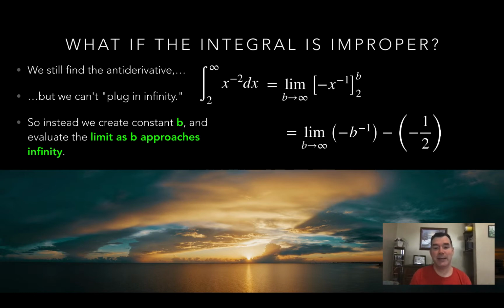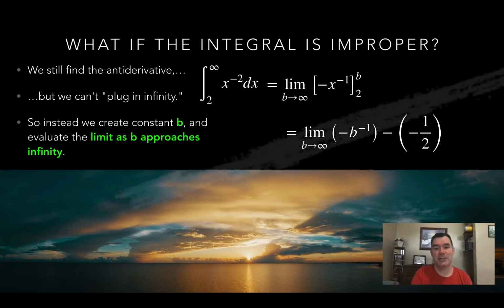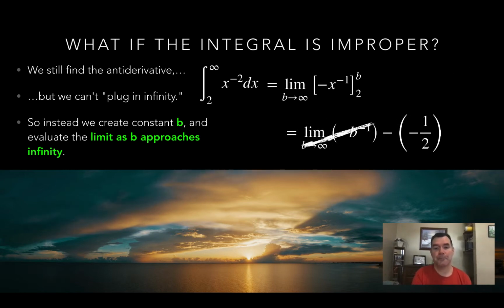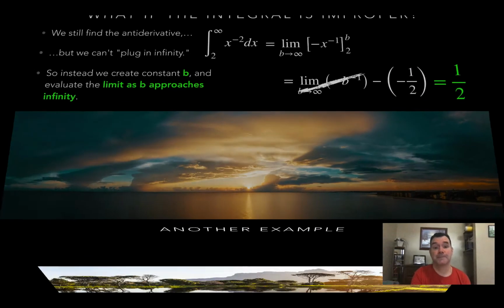So that gives me the limit as b goes to infinity of negative b to the negative 1, which is what I get when I plug that b value in, minus whatever I get when I plug that 2 in, which is just negative a half. I don't need to use a limit for that because it's just staying at 2. It's not approaching anything. All right, well, as b goes to infinity, negative 1 over b is going to approach 0. So all I have is negative a half, which is just a half.